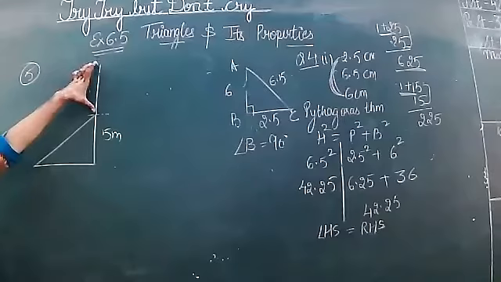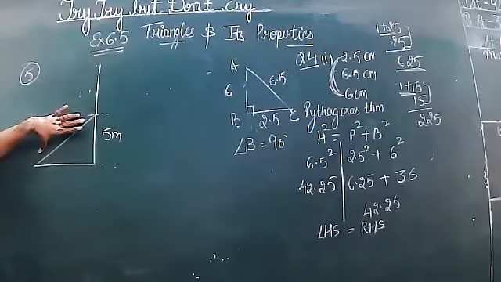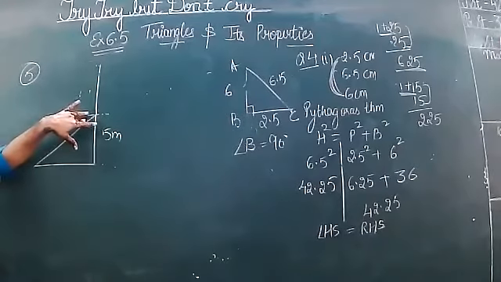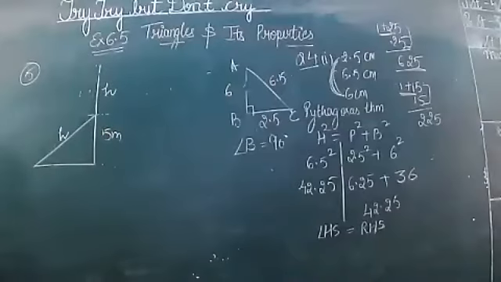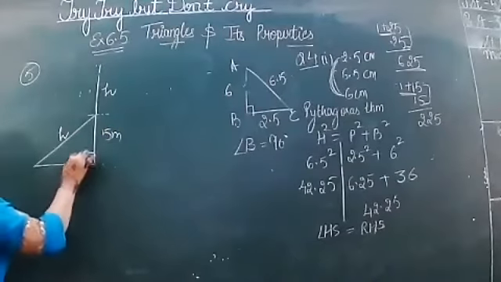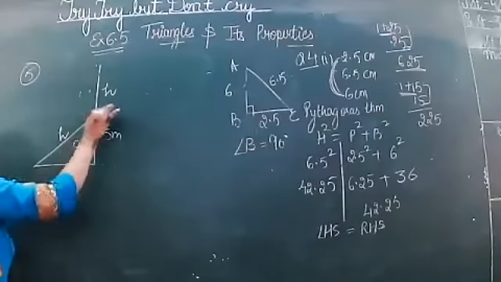What do you mean? This part and this part are equal. If this is H, this part is also H, and the tree is standing straight on the ground, making 90 degrees with the base.